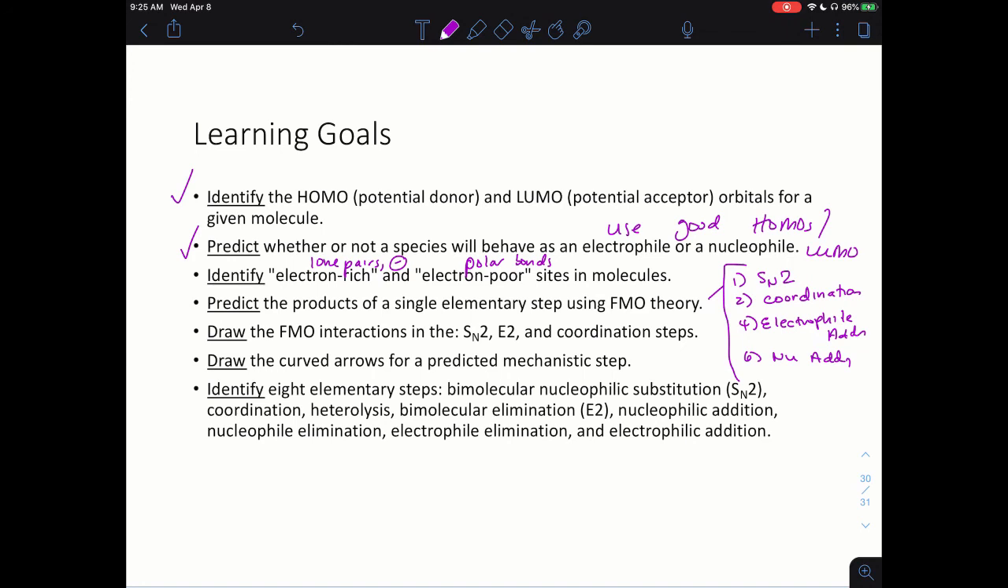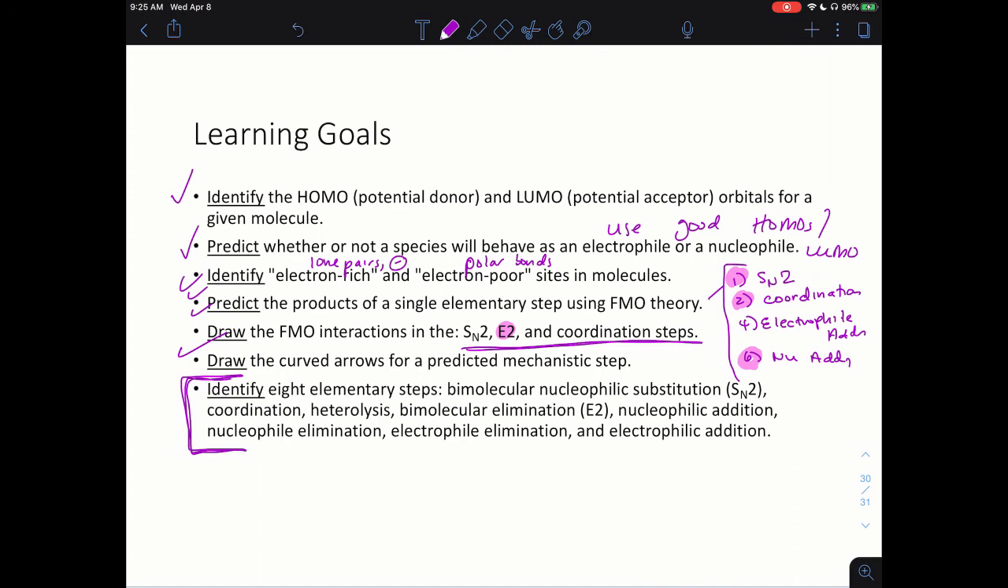Okay, and then I want you to be able to draw the FMO interactions in these three steps: the SN2, the coordination, and the nucleophile addition. Be able to draw those FMOs. The E2 we just did was hard, right? With the anti-periplanar, it was hard. Okay, draw the curved arrows for a predicted step. Yes, everyone can do that. And then identify these 8 elementary steps.